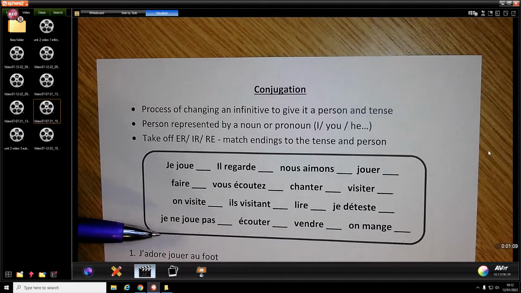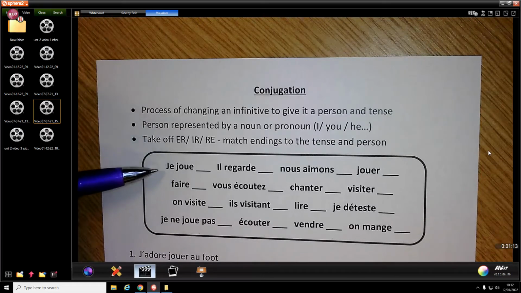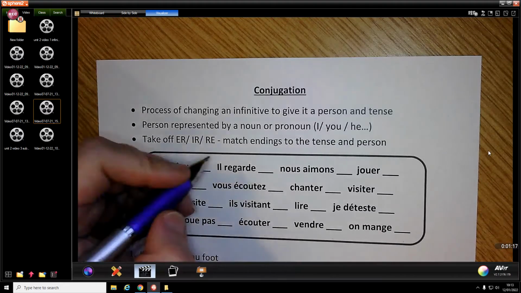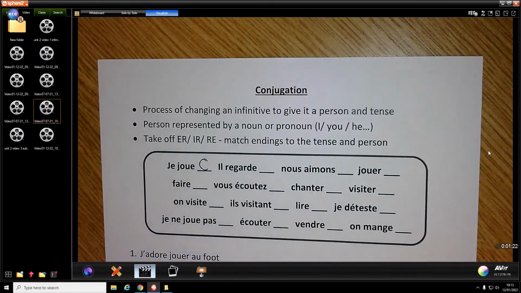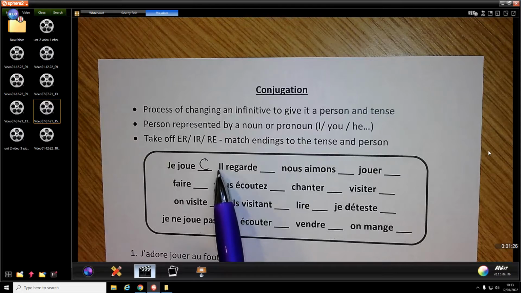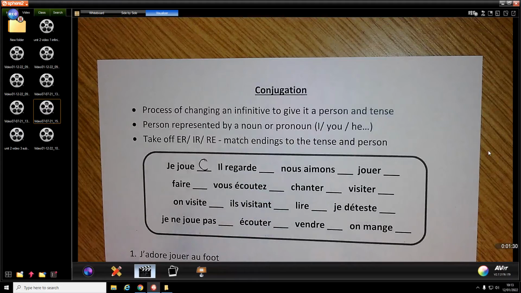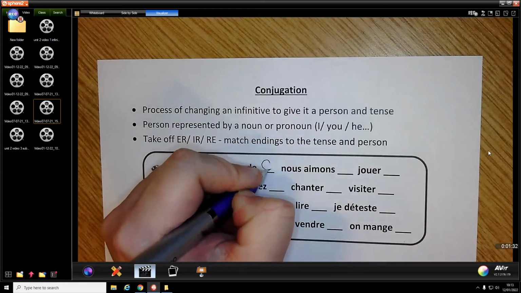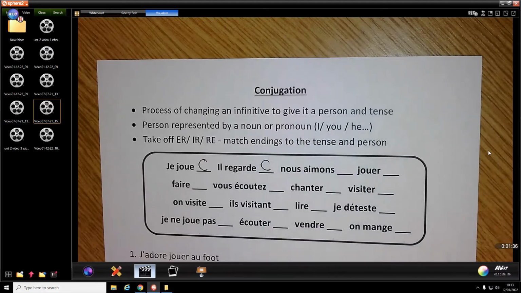Je joue. This verb has a pronoun. It has a person in front of it. This means that this verb is conjugated. Il regarde. We know from previous work that il means he. We know that this is a pronoun. Il regarde therefore must be conjugated because it has been given a person, given a pronoun.